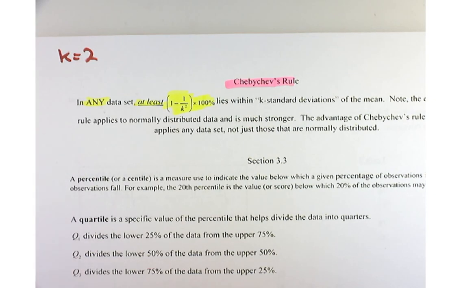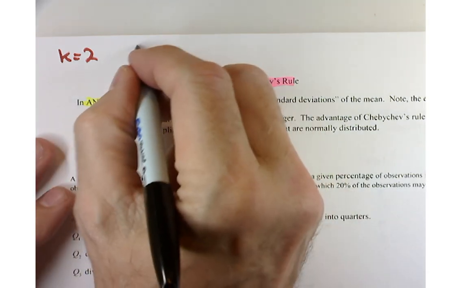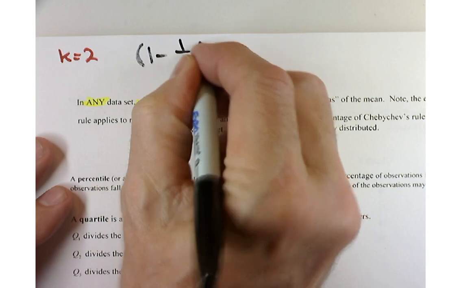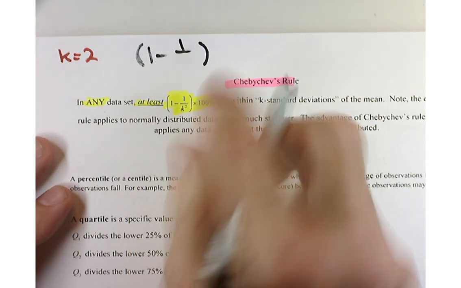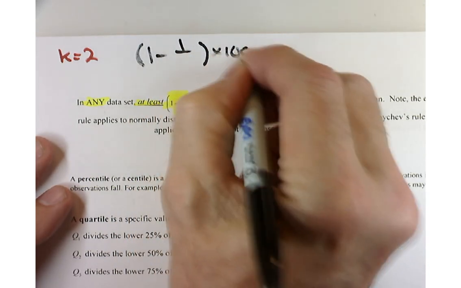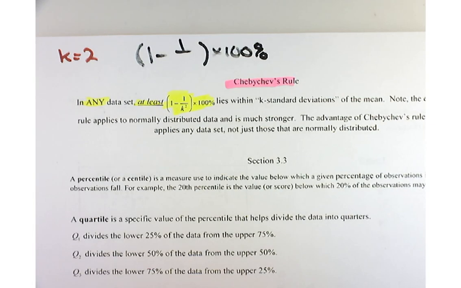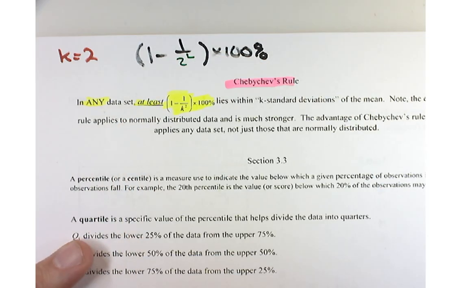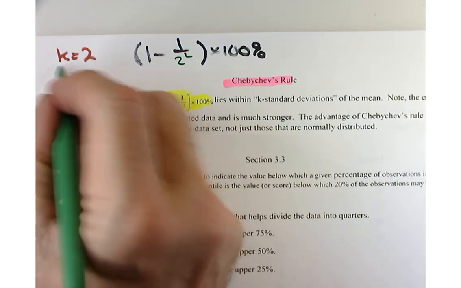What if you wanted to find the minimum percentage of data to be within 2 standard deviations away from the mean? So that's going to mean plugging in k equal 2, 1 minus 1 over 2 squared times 100%. So I want to type that 2 in like this, 2 squared. To highlight, that's what we're putting in, is that k equal 2.